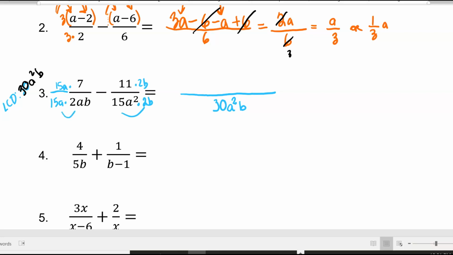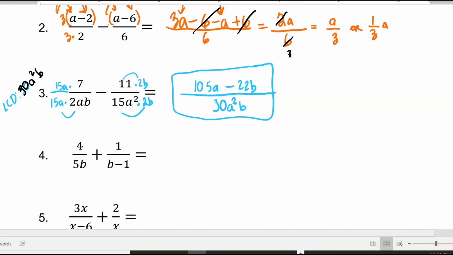Then we have 15A times 7. What is 15 times 7? Well, I know 5 times 7 is 35, and then carry the 3. So 105A minus 11 times 2B is 22B. The only thing else left to do is to see if you can factor anything from the numerator, and you can't factor the denominator, so this is the final answer.